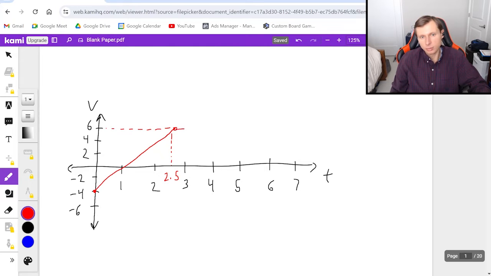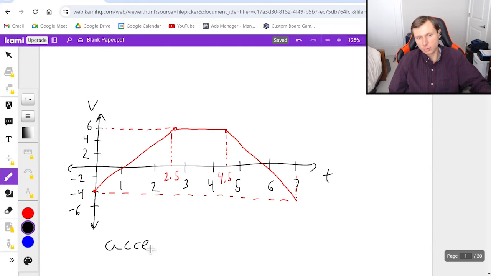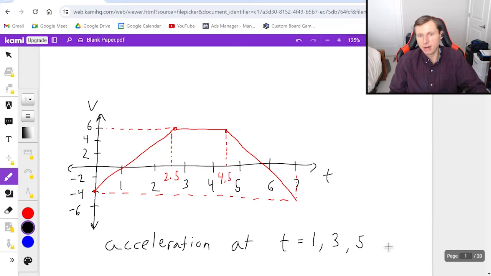Then we're going to continue forward here until 4.5, and then we're going to come back down until we get to -4 again at 7. And this point down here is -4. Oh, and this point is 4.5. And my question for you is I want you to find the acceleration of this graph at the points time equals 1, 3, and 5.